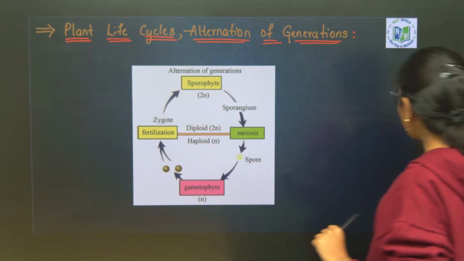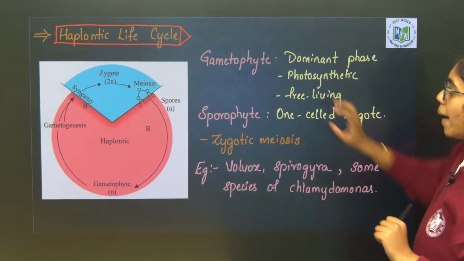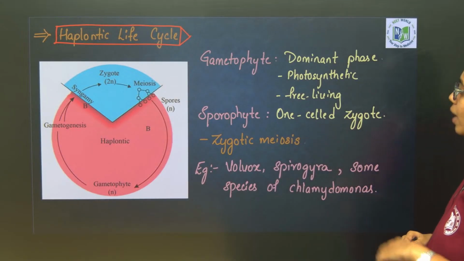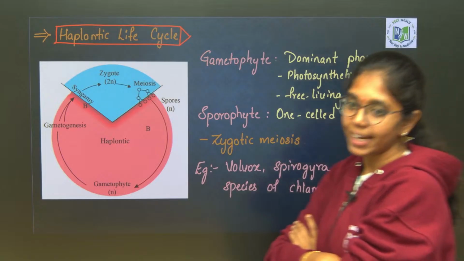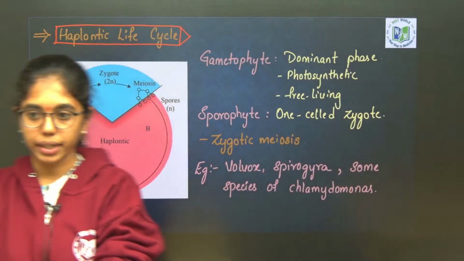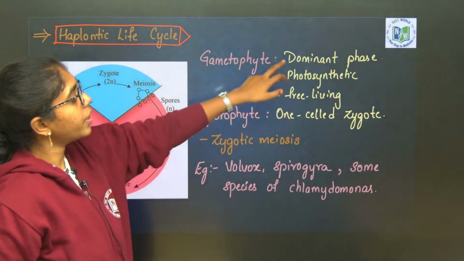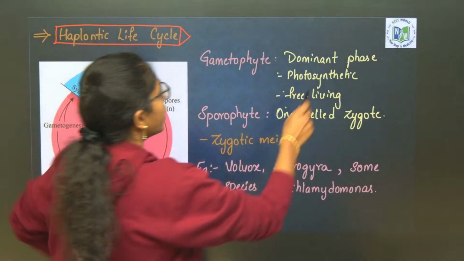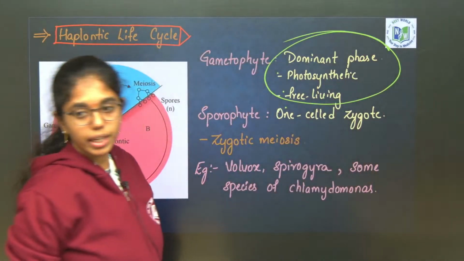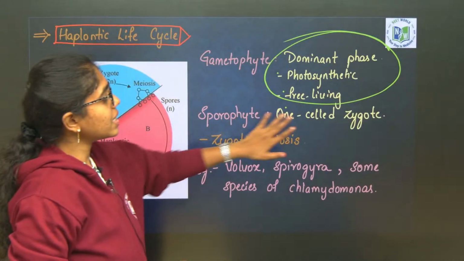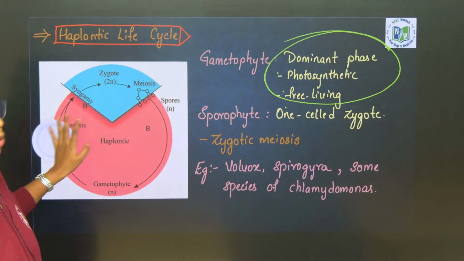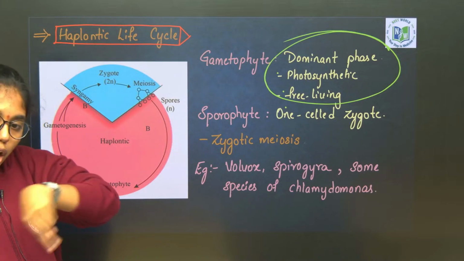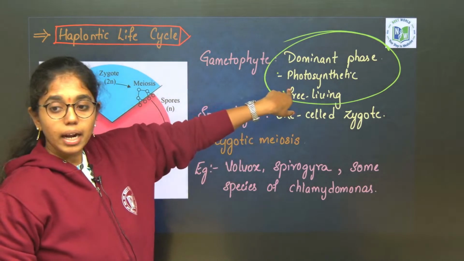So, here you see the haplontic life cycle. First is the haplontic life cycle. You have observed it in algae, the primitive division of the plant kingdom, wherein the gametophyte is dominant, photosynthetic and free living. The sporophyte is just a single-celled zygote. That is why, as there is only one diploid stage, the zygote, all the other stages of the life cycle are haploid.